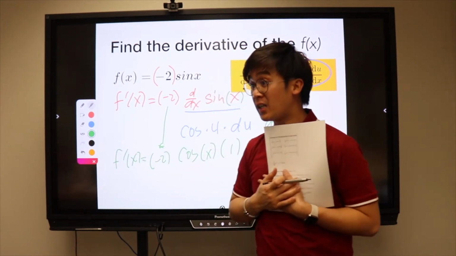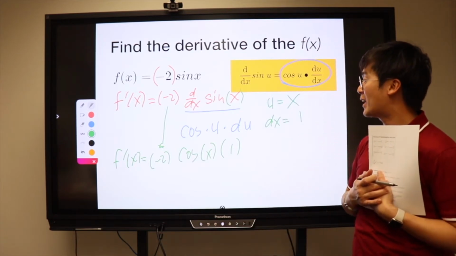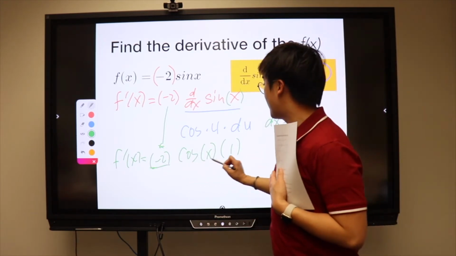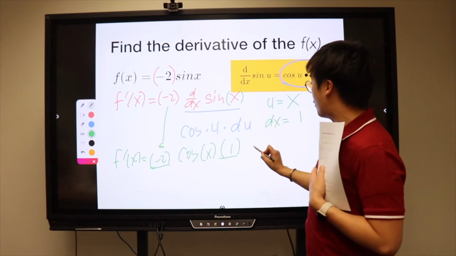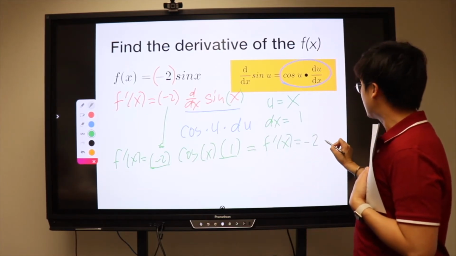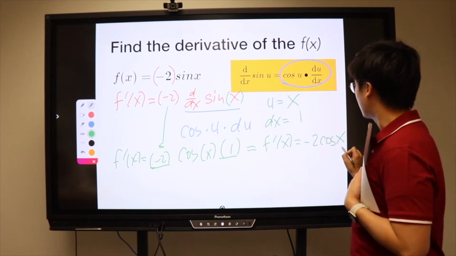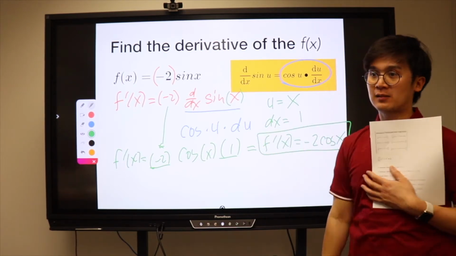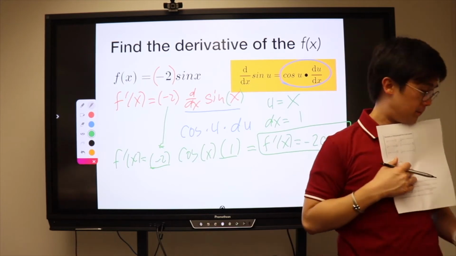Can we make it pretty? All right, so let's make it prettier by multiplying this and this. So our f prime of x is equal to negative 2 cosine x. Easy.